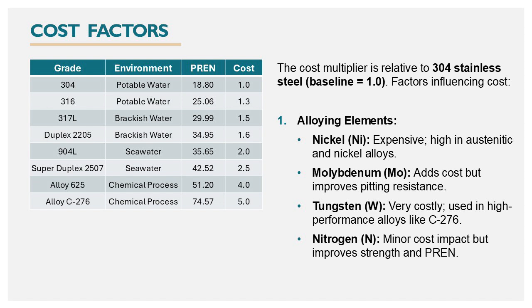Factors influencing cost. Number 1 is alloying elements. Nickel: expensive, high in austenitic and nickel alloys. Molybdenum: adds cost but improves pitting resistance. Tungsten: very costly, used in high-performance alloys like C276. Nitrogen: minor cost impact but improves strength and PREN.